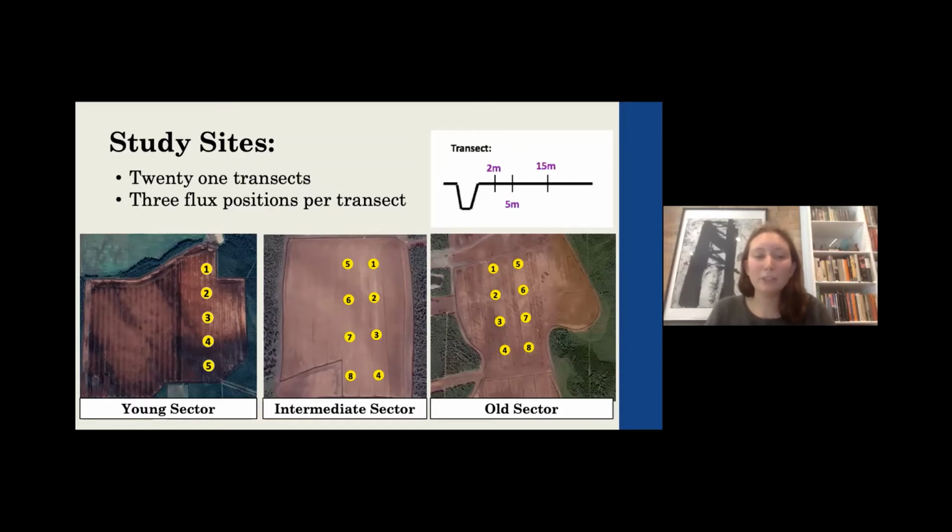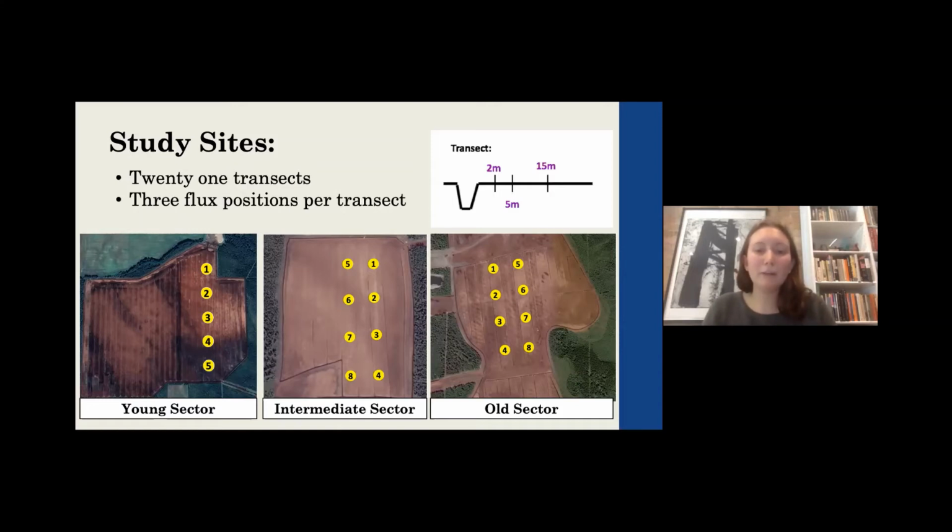And I positioned these transects perpendicular to the drainage ditches and took measurements 2 meters, 5 meters, and 15 meters from the ditch to try and create a hydrologic gradient, because we'd expect better drainage closer to the ditch and poorer drainage further away from the ditches.